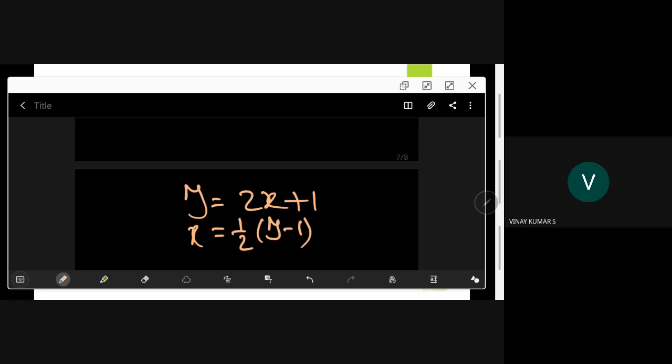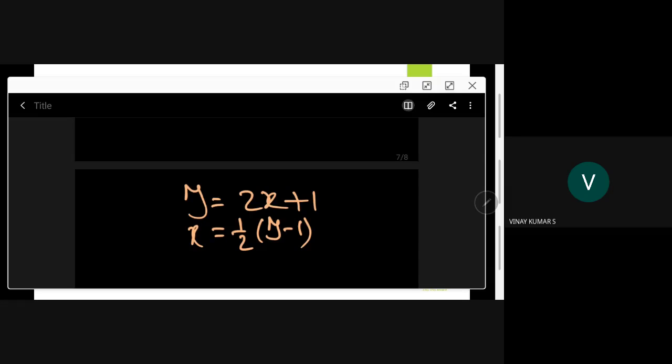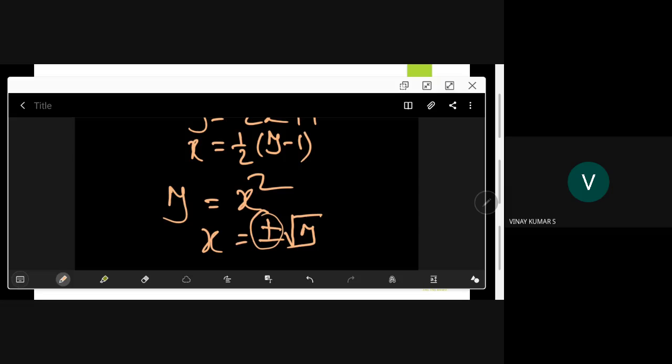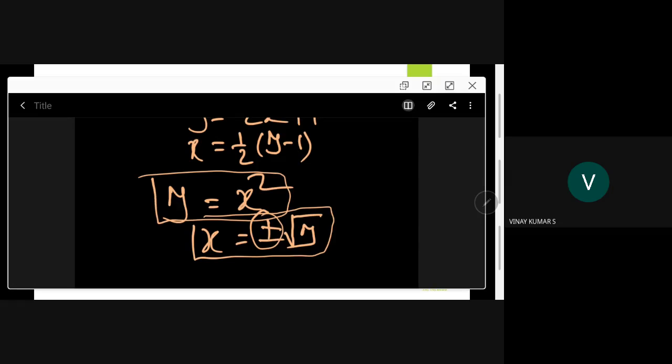On the other hand, if you take y is equal to x square, you cannot express x explicitly in terms of y. You may say it like this, okay, I agree, but then you are giving two values. You have to give only one value, then only it becomes a function. That is why this function is not invertible. Please remember, from the first order derivative also you can give the same argument.